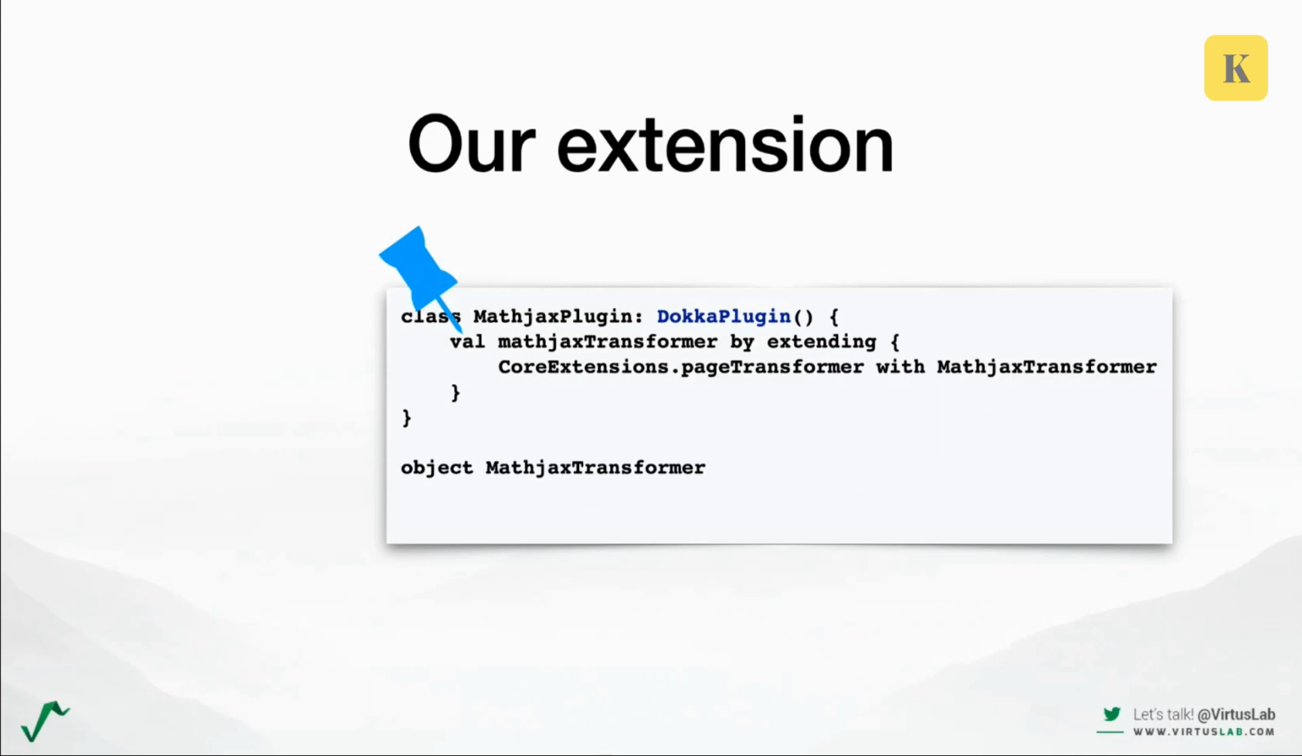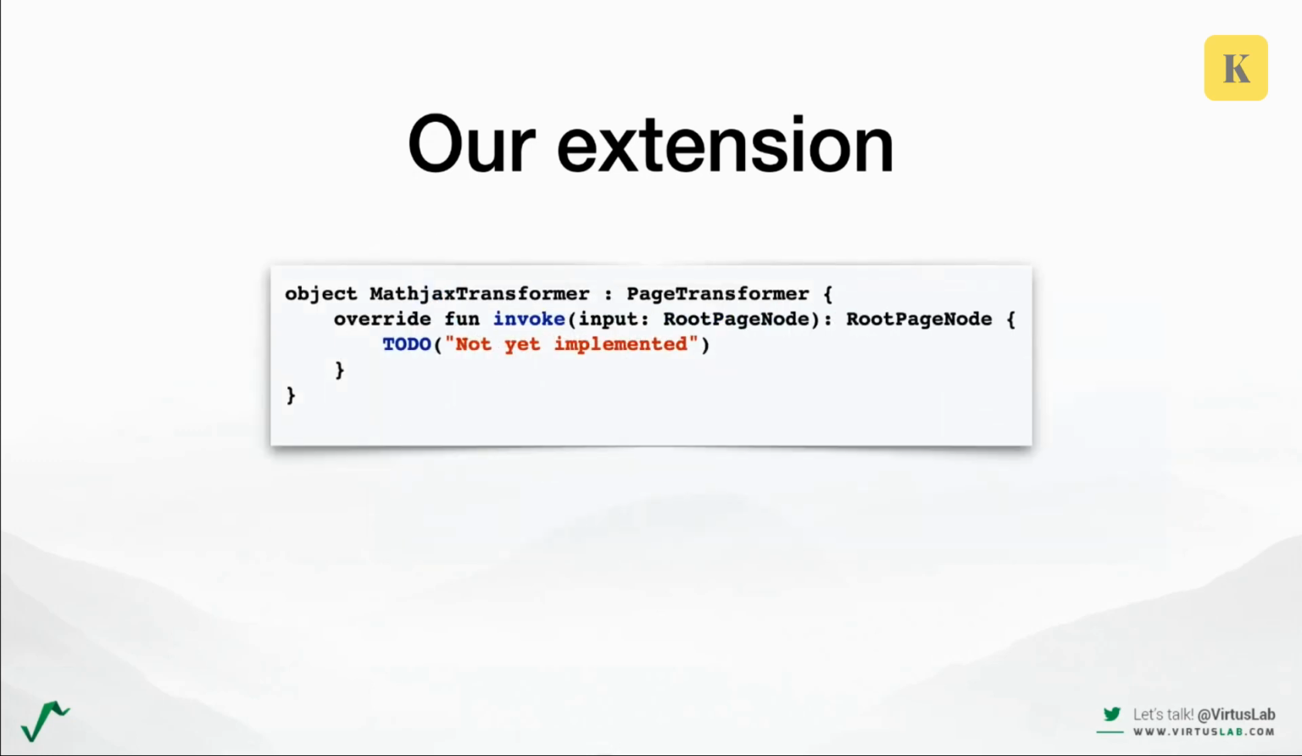Right now, this code won't compile because our extension points are type safe. So the MathJax transformer needs to implement the type of this extension point. So it needs to be a PageTransformer. So we've made the MathJax transformer implement PageTransformer. It's a really simple interface. It only has one method. It takes an input of type RootPageNode and returns another RootPageNode.